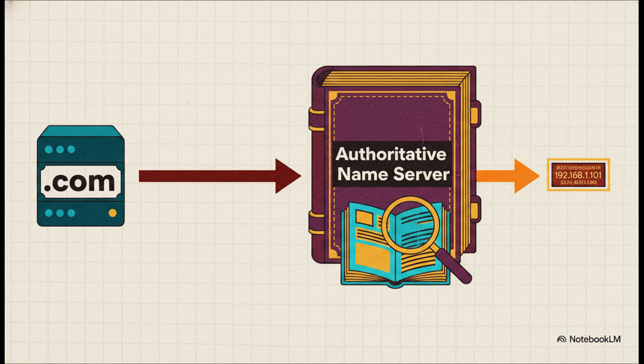Now we're in the rapid-fire handoff. The resolver rushes over to the .com TLD server, which immediately points it to the absolute final stop, the Authoritative Name Server. This is the ultimate, official record holder where the website owner registered their domain in the first place. It finds the exact IP address and hands that precise number right back to our resolver.